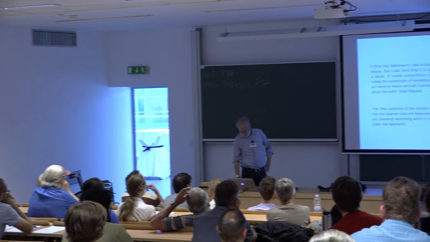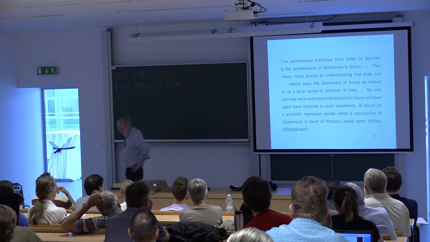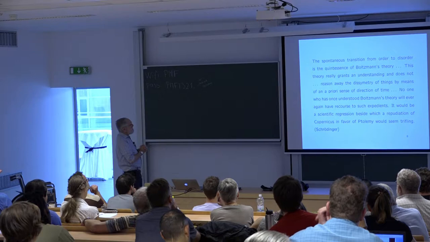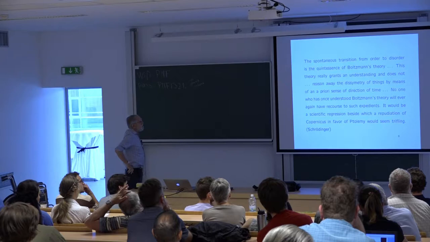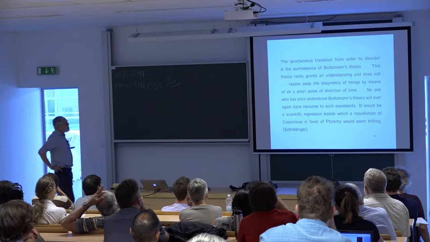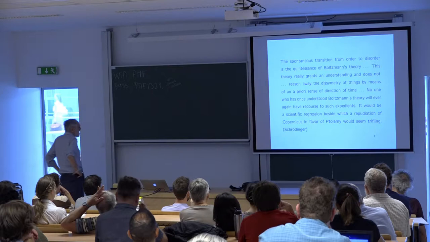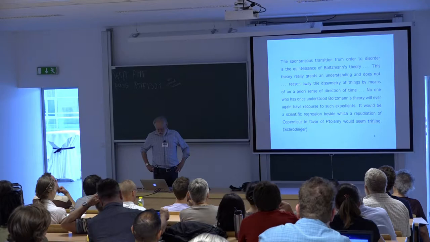Here's Schrodinger making a very, very strong statement. This should definitely be all blue. The spontaneous transition from order to disorder is the quintessence of Boltzmann's theory. This theory really grants an understanding and does not reason away the dissymmetry of things by means of an a priori sense of direction of time. No one who has once understood Boltzmann's theory will ever again have recourse to such expedients. It would be a scientific regression beside which a repudiation of Copernicus in favor of Ptolemy would seem trifling. That's strong.